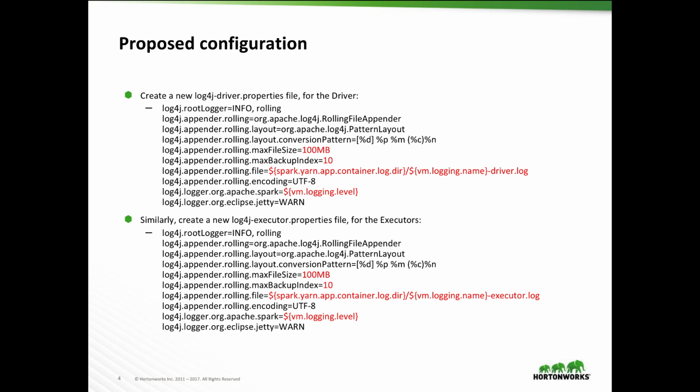So again, the vm.logging.name will allow us to have different driver log files per application by using a different application name for each Spark streaming application. And the vm.logging.level will allow us to set a different log level for each application without altering the content of the log4j properties file.